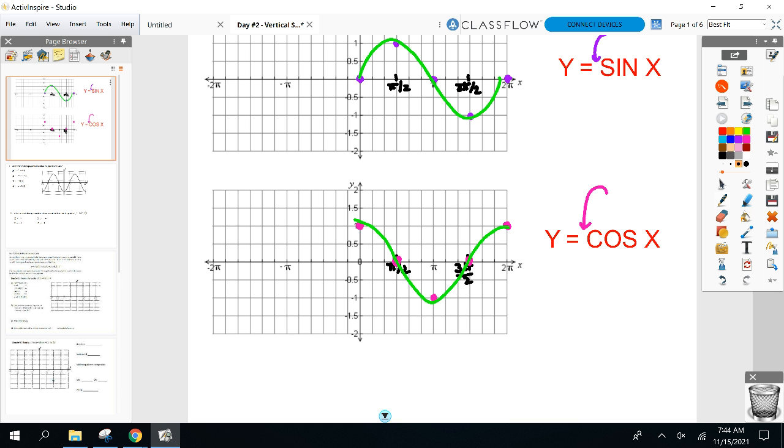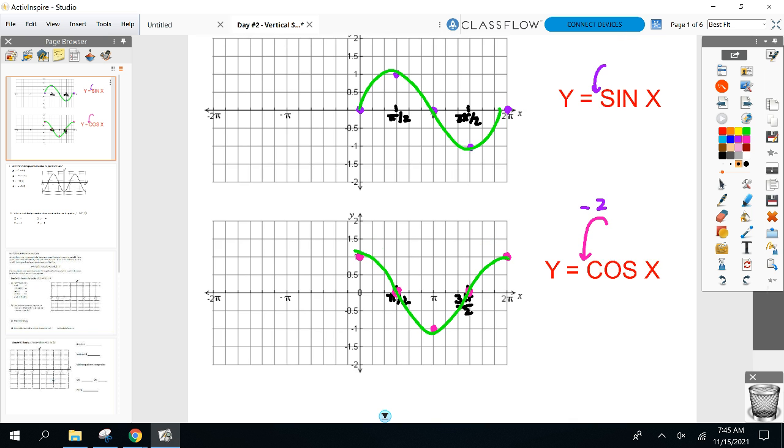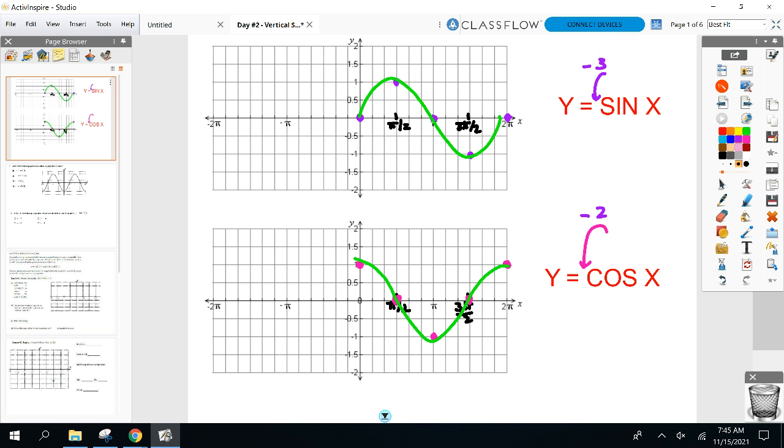Questions? Last question for you guys. What happens when I throw a negative out in front? How does that affect the graph? Let's say it's -2 cosine x, or -3 sine x. What happens to the graph now, Elizabeth? Maxes become mins, mins become maxes. Does it affect where the zeros are? No, it does not affect the zeros. It just flips the mins and the maxes.